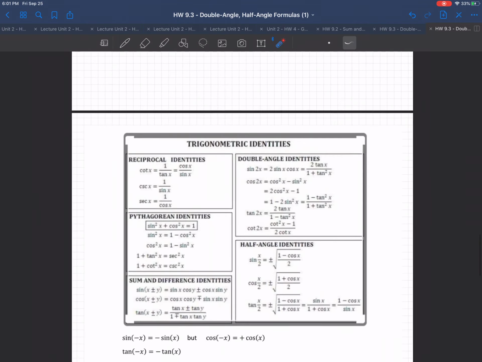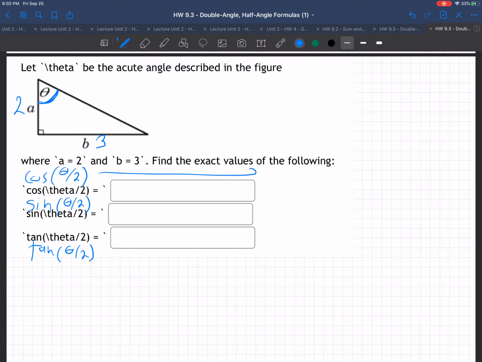So cosine. So here are the half angle formulas. What's the cosine of x over 2? There it is. Plus or minus the square root of 1 plus cos x over 2. Let's go write that down and use that. So right over here, the cosine of theta over 2 is plus or minus the square root of 1 plus the cos of theta all over 2.